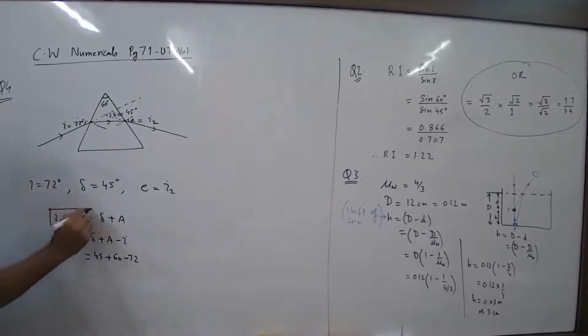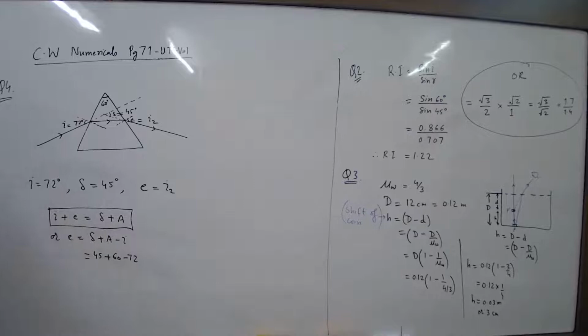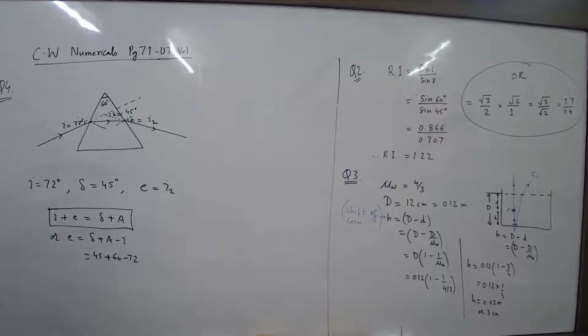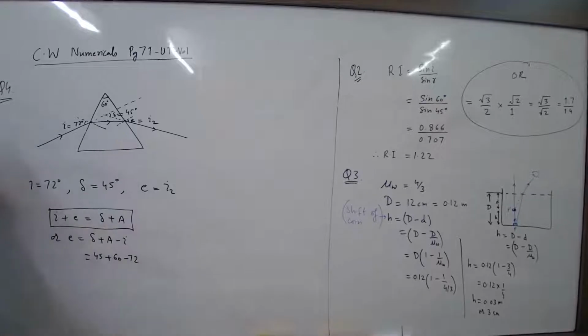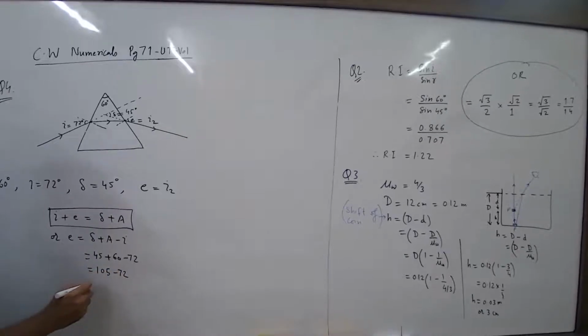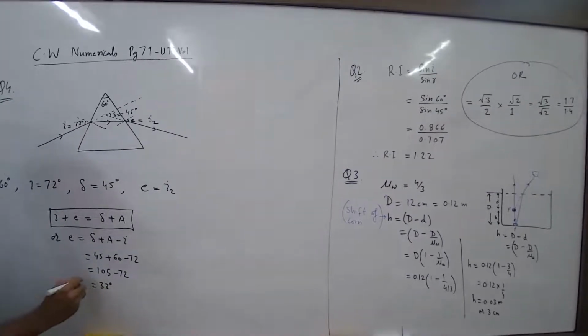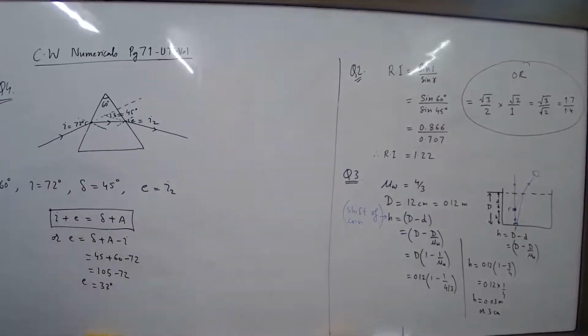Have we done this relation? Yes. For equilateral prism? Right? So since it says equilateral prism in the question, you have to understand that A is equal to 60 degrees. That's it. So how much is this? This is 105. So 105 minus 72, 33. So this is 33 degrees. Angle of emergence is 33 degrees. That's all.